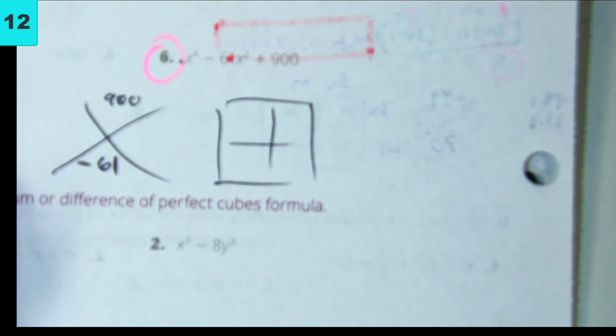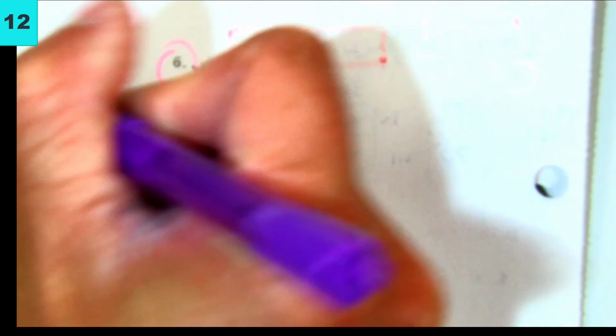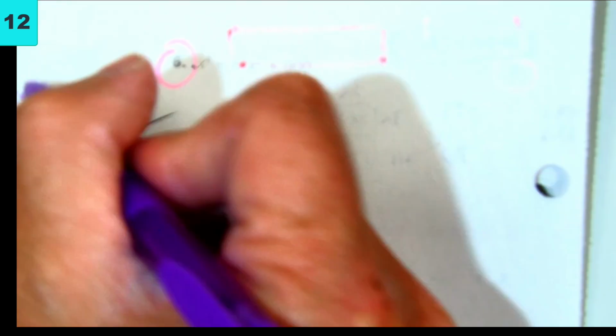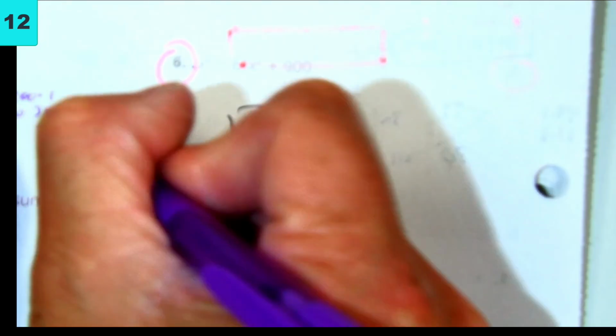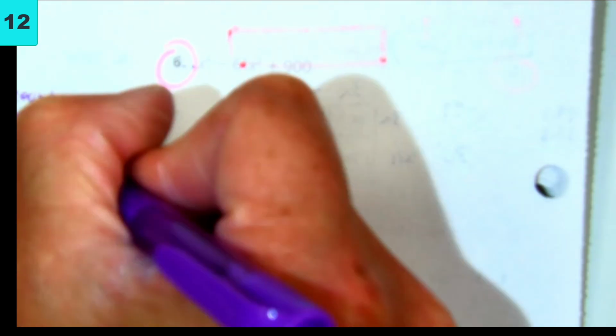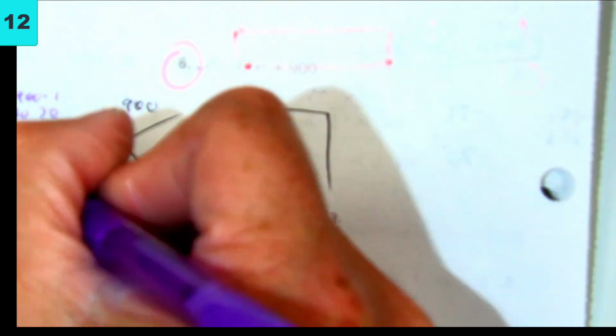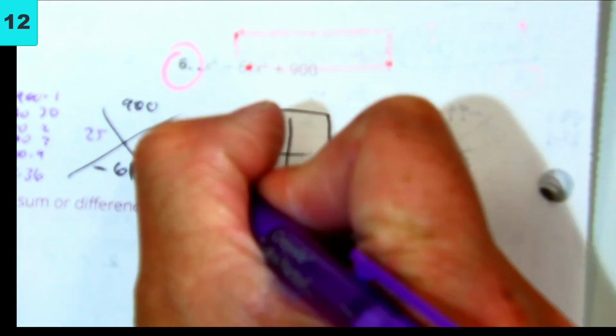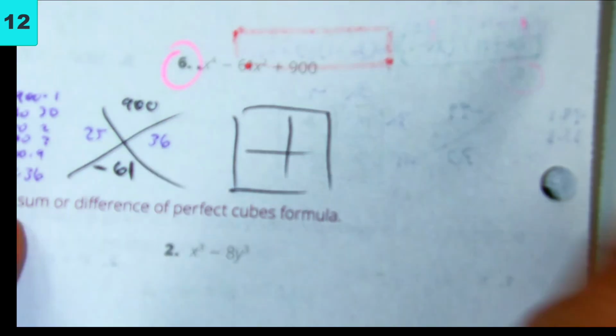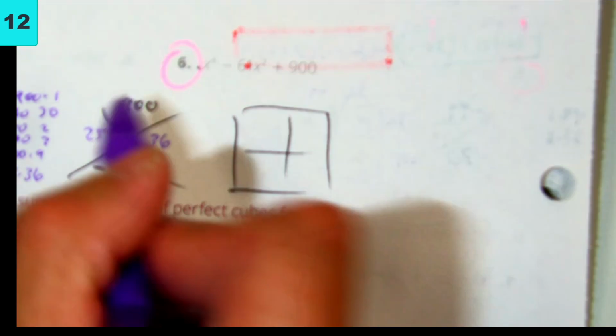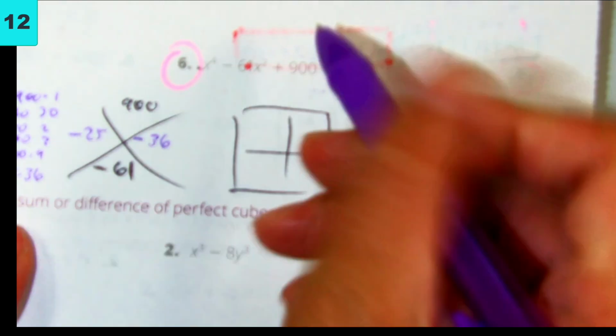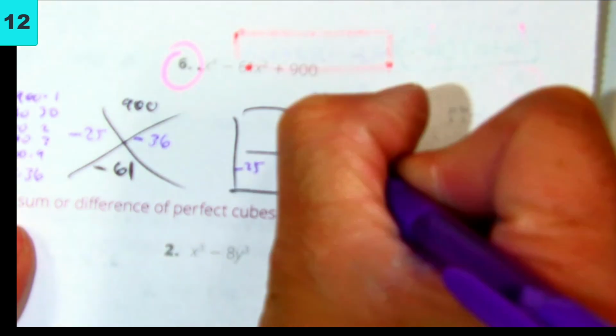What numbers did you guys get? I got 1 and 900, 30 and 30. How about 2 times 450? I don't know, 3 times 300. 100 times 9. What'd you say? 25 and 36. Let's see if that works. 25 and 36. I think it works. And they both have to be what? Negative. Good job, Marco. Negative 25, negative 36.